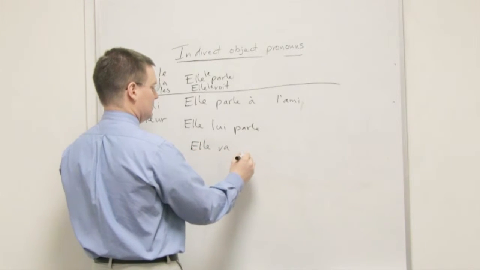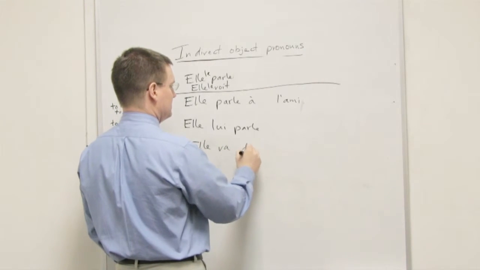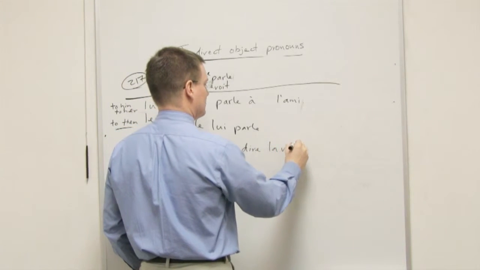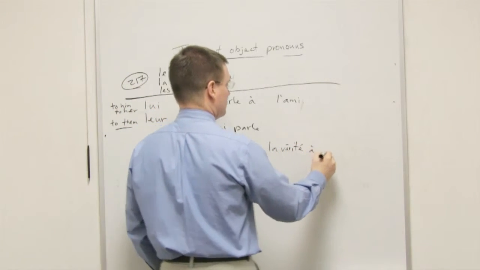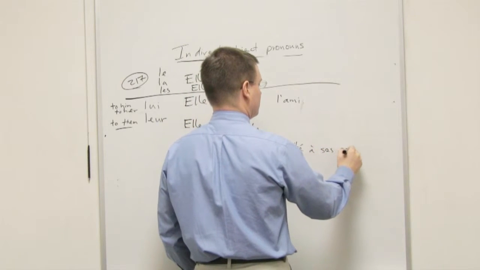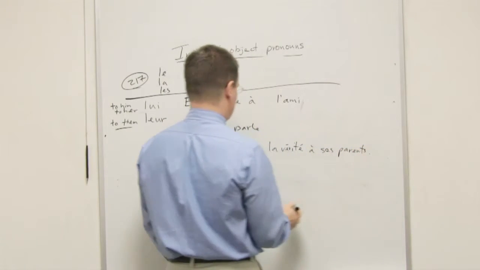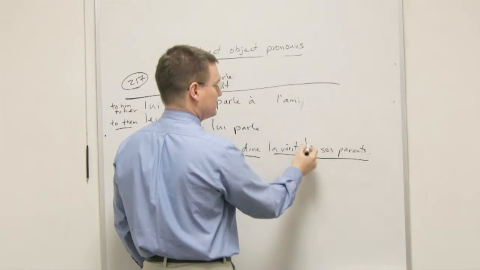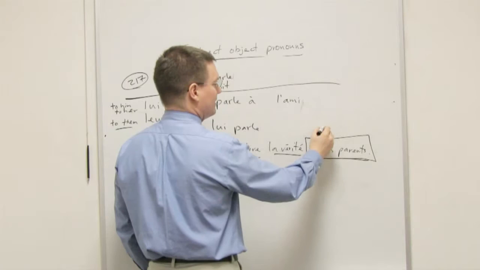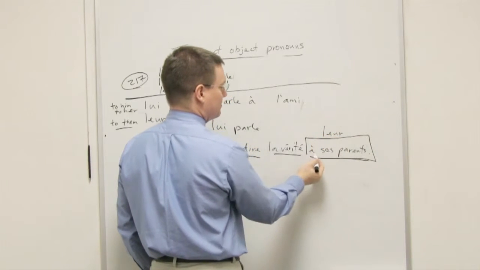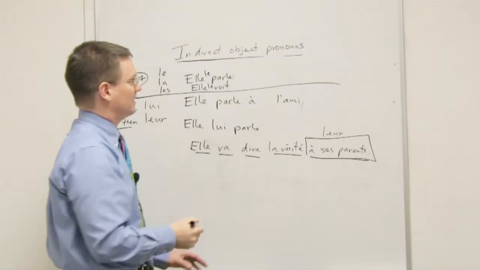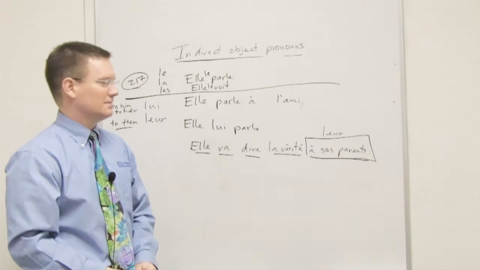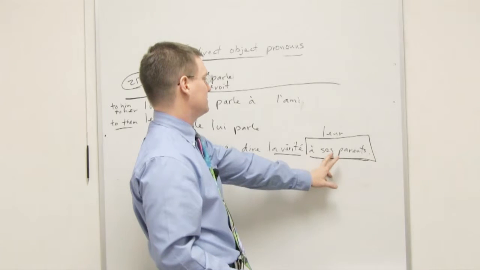Elle va dire la vérité à ses parents. Notice here, she's going to tell the truth to her parents. Obviously you have an indirect object pronoun here because it's à plus a person. By the way, kind of the definition of an indirect object pronoun is à and a person. So here you have à and a person. So this is obviously indirect.